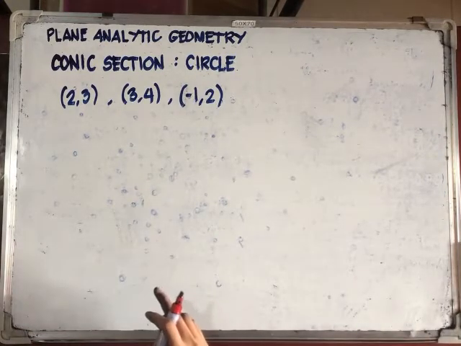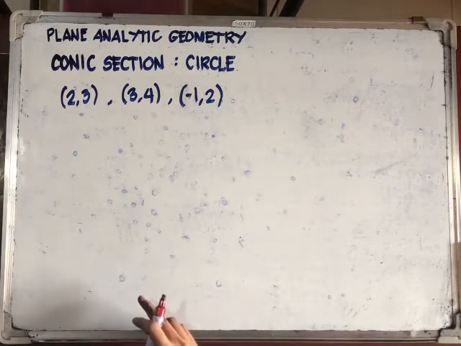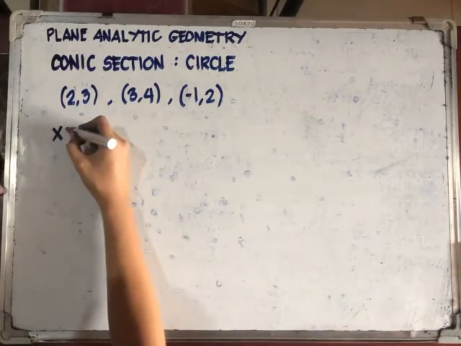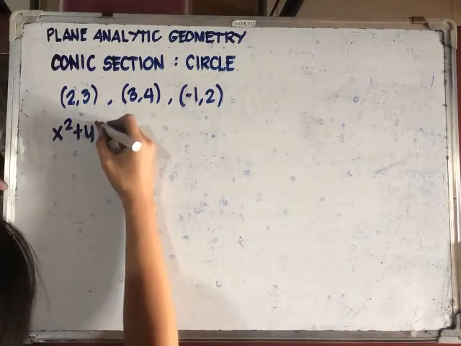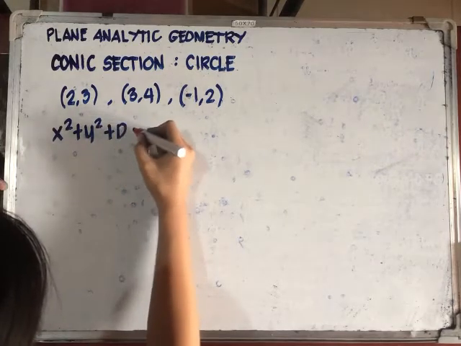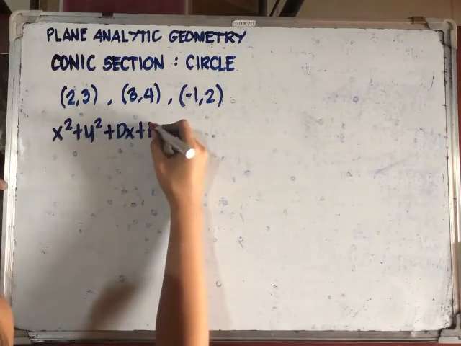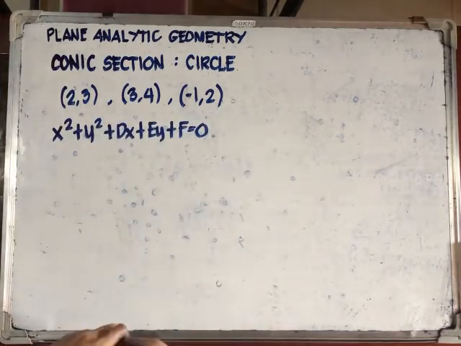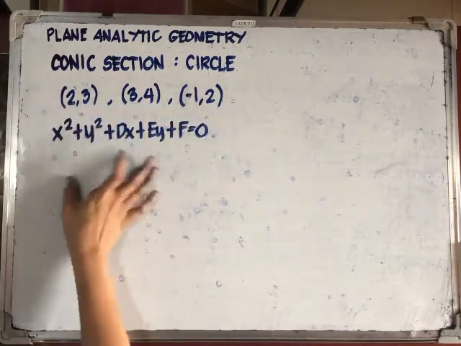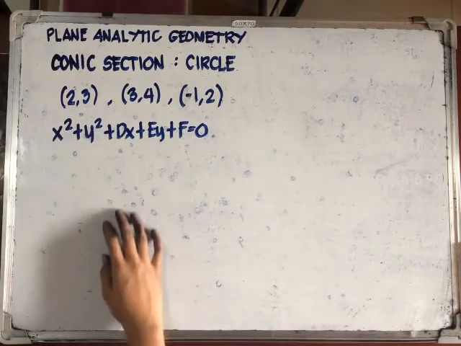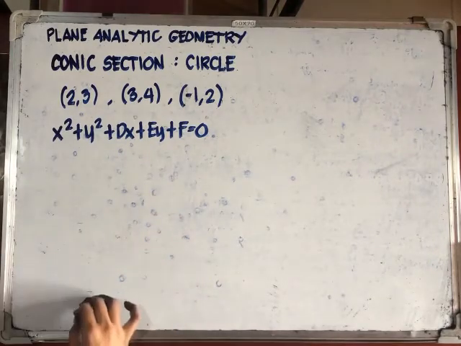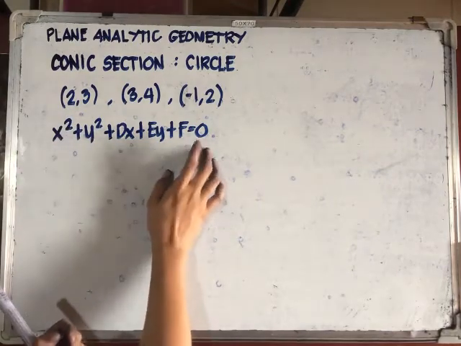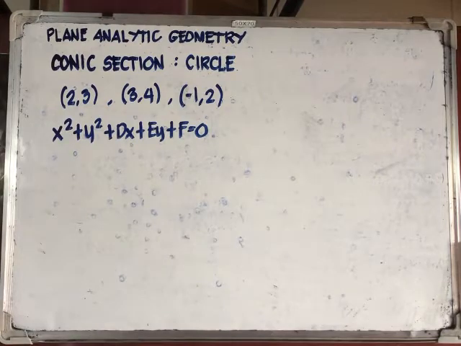Since we cannot use our standard form, in the form of the center and the radius, because no center and radius were given, what you will use here is the general form, x squared plus y squared plus dx plus ey plus f is equal to 0. If all of these points lie on the circle, it means that when you substitute the values of x and y here, it should be equal to 0.